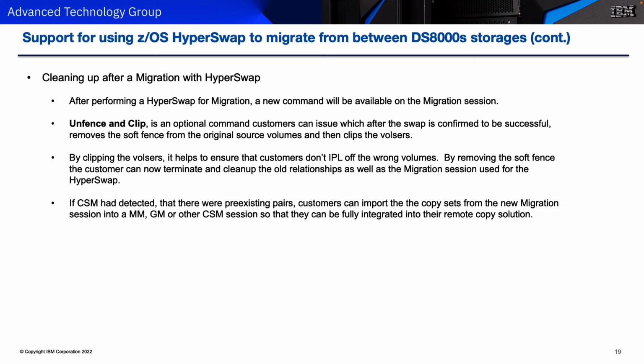All right, and last, just a little cleanup. So as part of a HyperSwap process, the HyperSwap code will do a soft fence on the source volumes. What the soft fence does is prevent the customers from accidentally IPLing off those old sources. If they IPL'd and the IO started going to the old source, they might not know it, but with that soft fence, they can't, and they'll be stopped and be able to fix their IO config. But after you've done a successful migration, now you're running on the new volumes, you may need to clean up the old relationships. If it's soft fenced, you can't really do that.